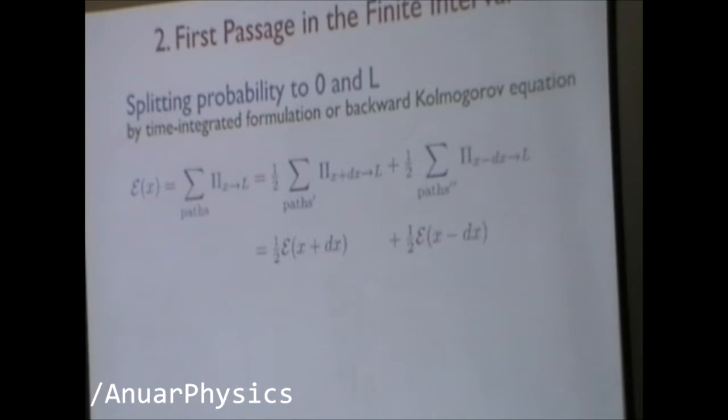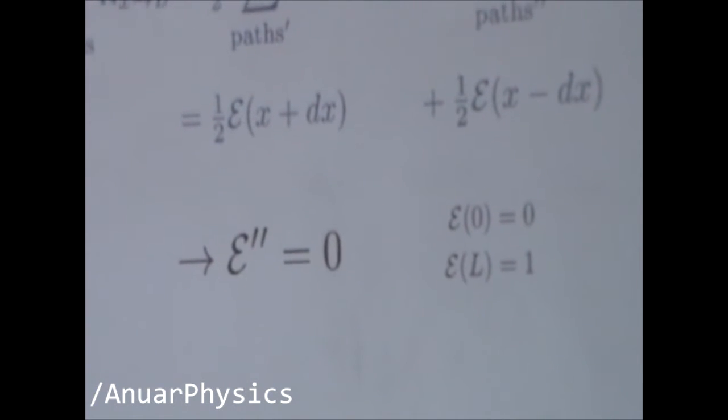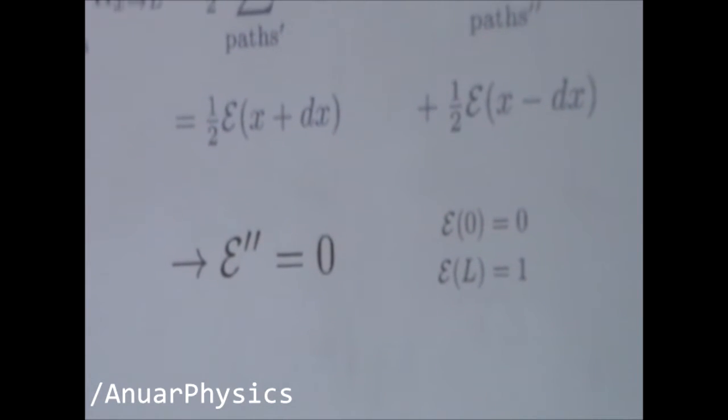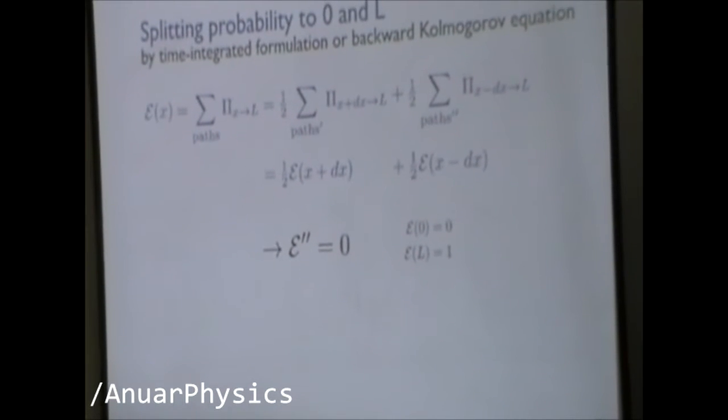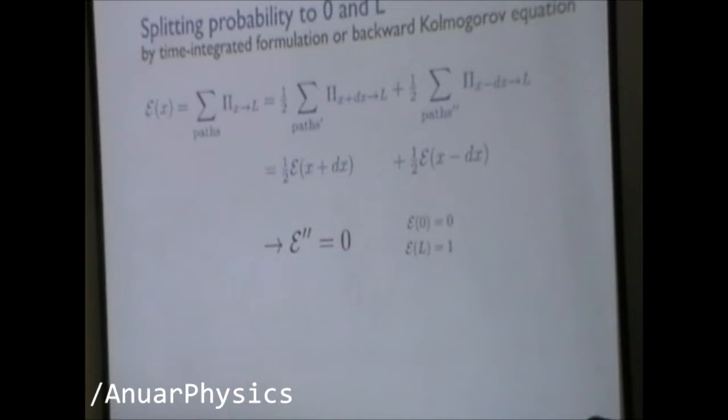And now it's a simple matter to Taylor expand these two things to small dx and write a differential equation for E as a function of x. And the differential equation is really simple. It's just second derivative equals 0. You see that this is kind of like a discrete second derivative, and it actually is exactly just a discrete second derivative. And the boundary conditions here are that if I'm already at the right boundary, then by definition I've exited. And if I'm at the left boundary, then I have no chance of reaching the right boundary because I've exited by the left boundary.